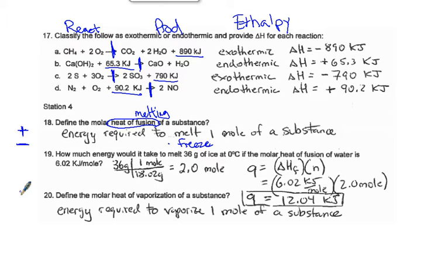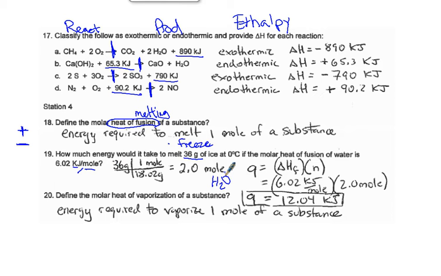Number 19. How much energy would it take to melt 36 grams of ice given the molar heat of fusion is 6? So these units here are kilojoules per mole. Kilojoules per mole mean that these grams have to be converted to moles first. So how do you convert grams? Ye old periodic table, or even a modern periodic table if you'd prefer. So you take the 36 grams and you convert it into moles, and you have moles of water.